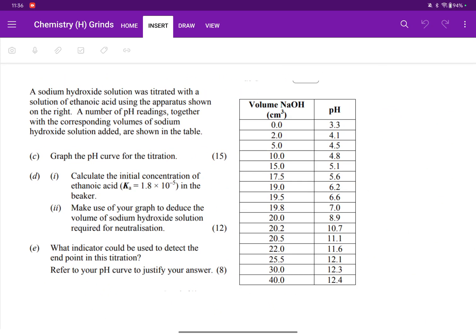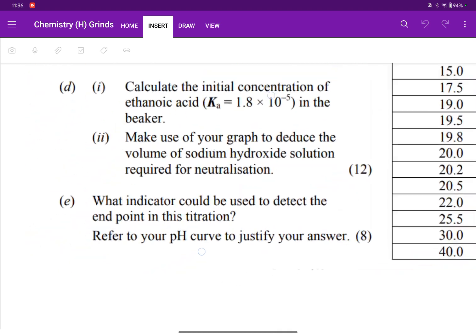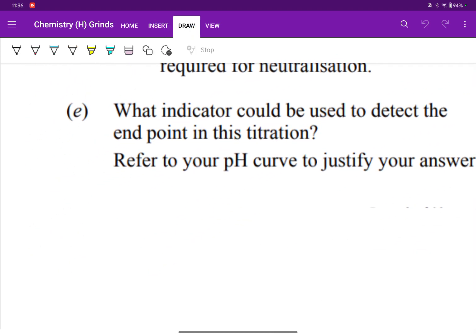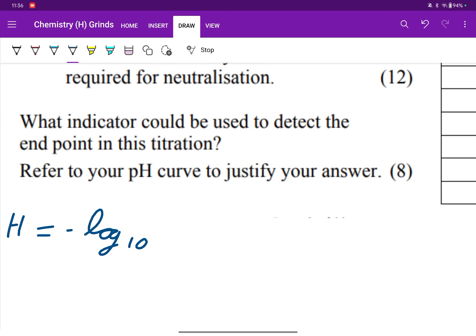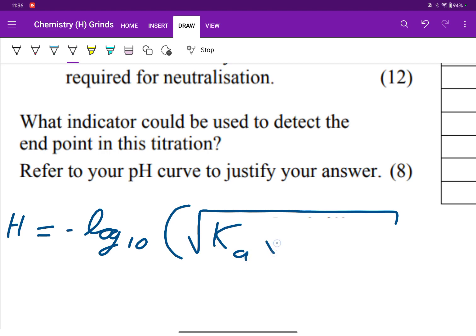Okay, now I'm going to show you two different ways of doing this. For the first one, for method 1, we're going to use this formula. pH is equal to minus log to the base 10, not the concentration of H plus, the square root of the Ka times the molarity of the acid.